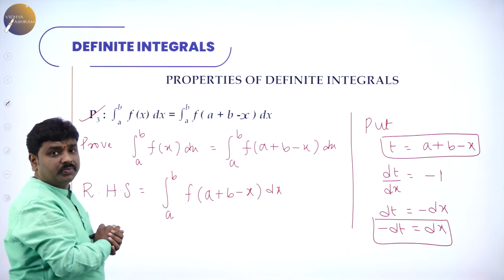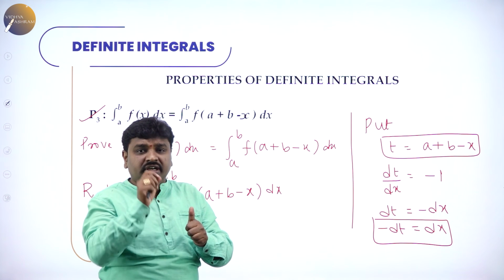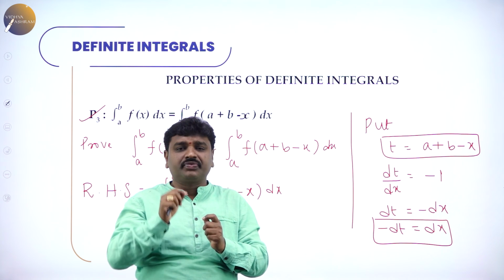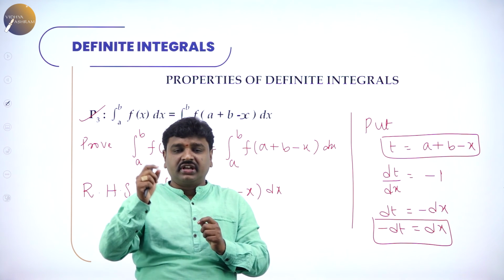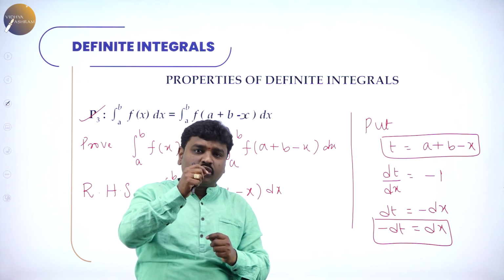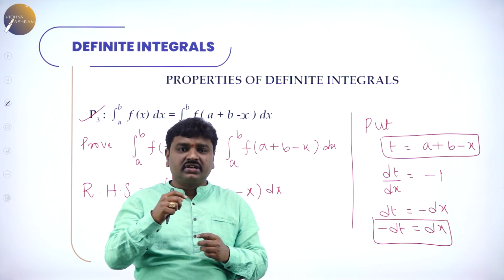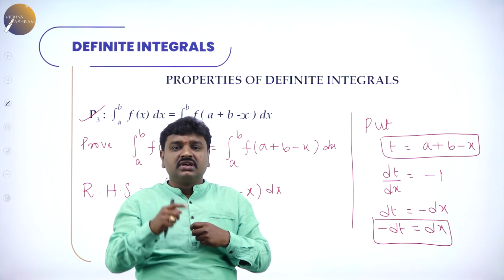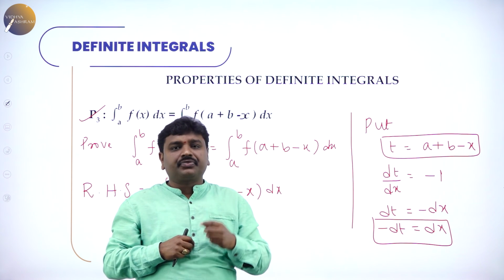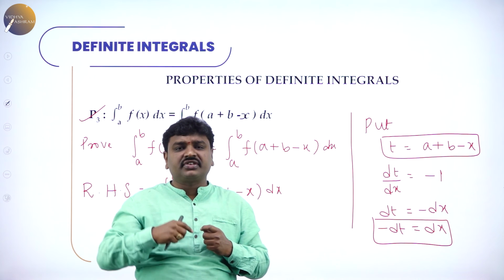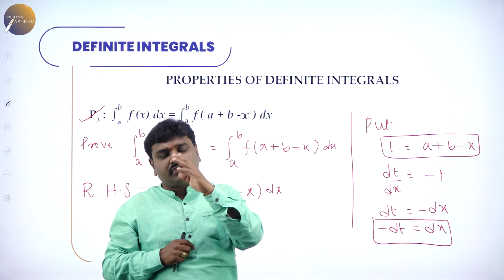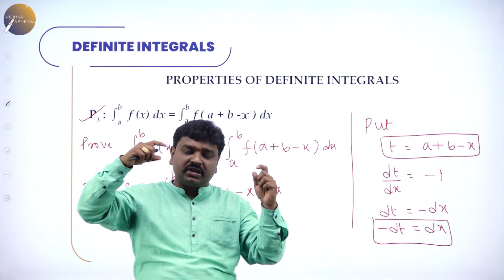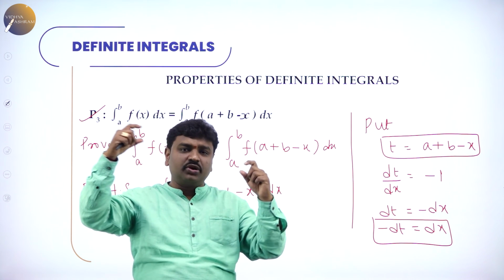Now, by this, we have done the property P3. So, P0: integration a to b f of x dx can be written as integration a to b f of t dt. You can replace x dx with t dt. P1: integration a to b f of x dx can be written as minus integration b to a f of x dx. Means, if you interchange the limits, sign changes. P2: integration a to b f of x dx can be written as integration a to c f of x dx plus integration c to b f of x dx. Means a to b can be reached through c, where c is a value between a and b.